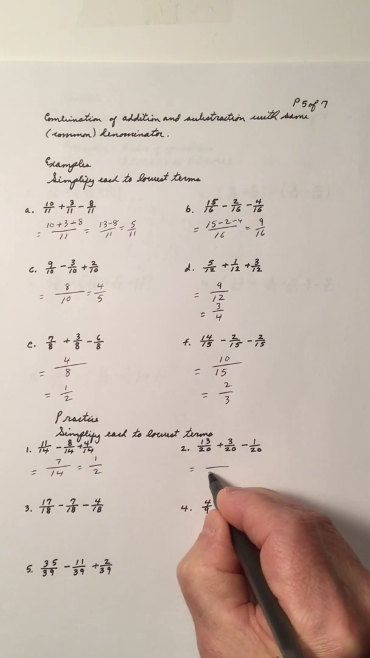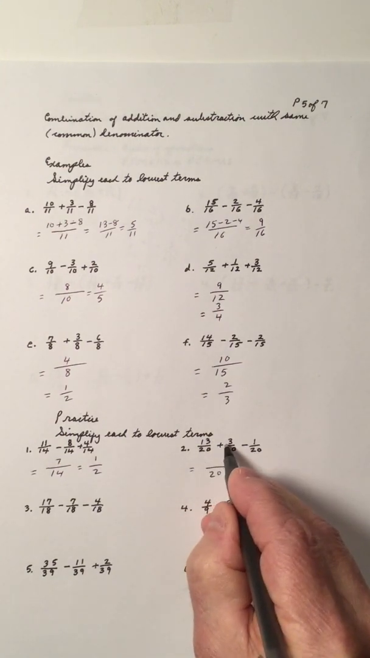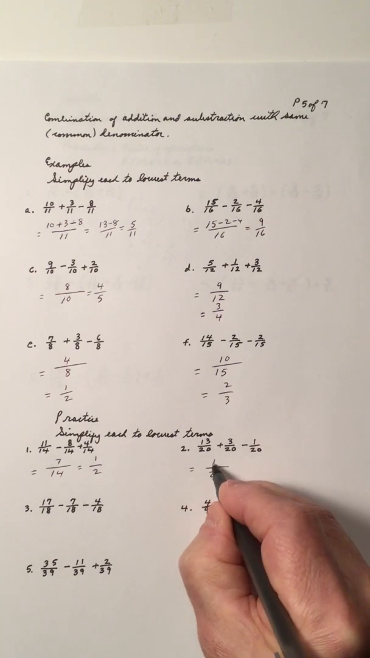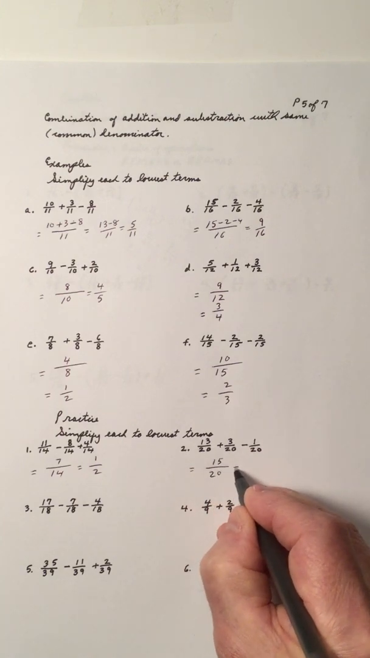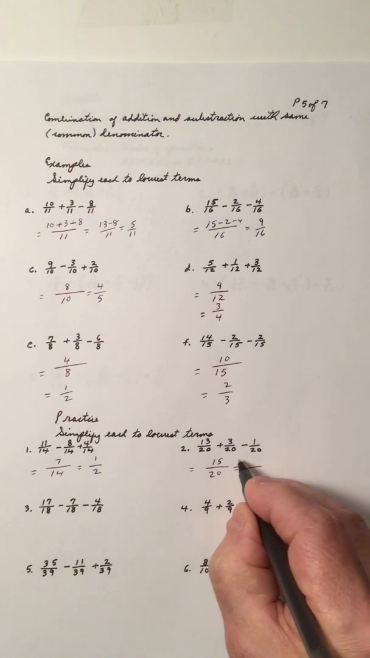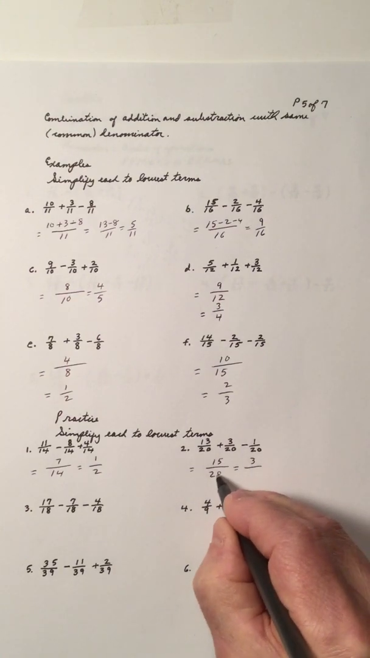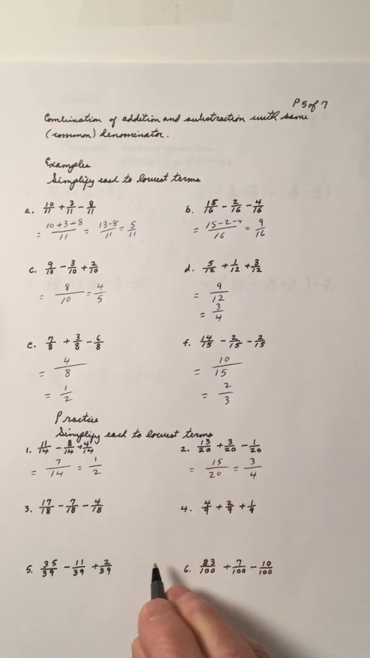Common denominator is 20. Write it down. 13 plus 3 is 16. Minus 1 is 15. And what factor is the same in both of these? 5. 5 into 15 goes 3. 5 into 20 goes 4.